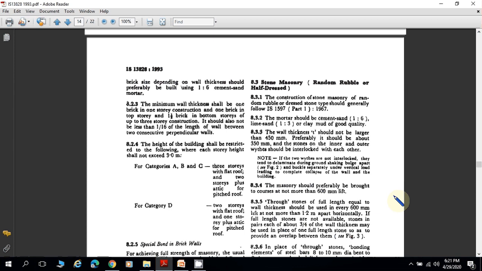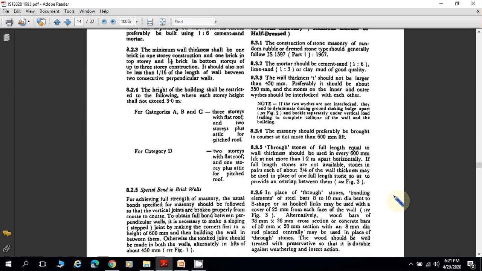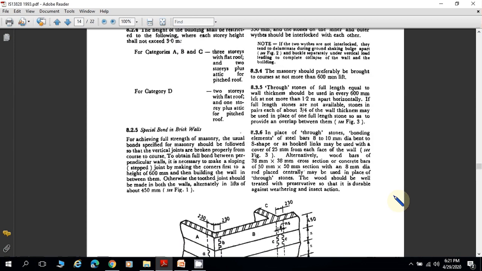And category D type of building is provided with 2 stories with flat roof and 1 story plus attic for a pitched roof. So it should be kept in mind while construction of the building is done. So A, B, C type of building categories are provided with 3 stories with flat roof and 2 stories plus attic for a pitched roof, while category D type of buildings are provided with only 2 stories with flat roof and 1 story with attic for a pitched roof.